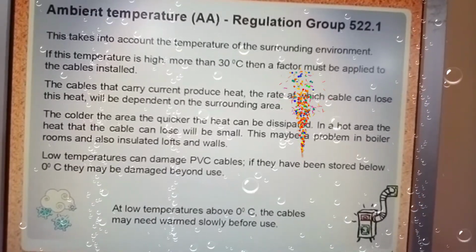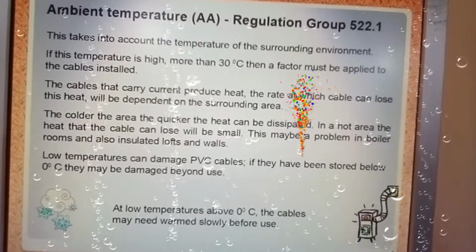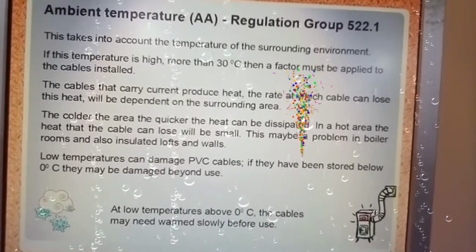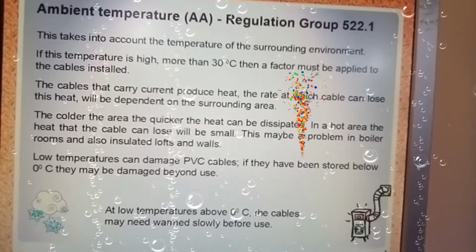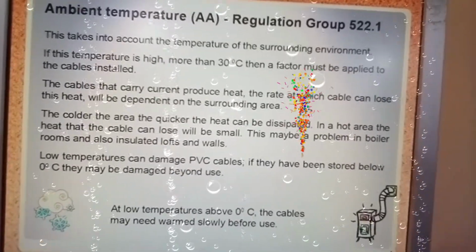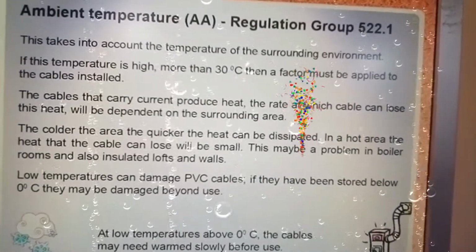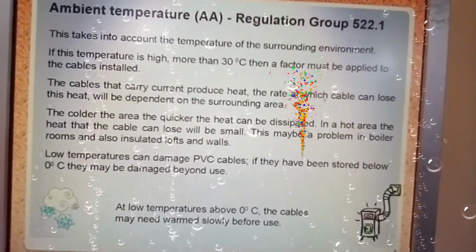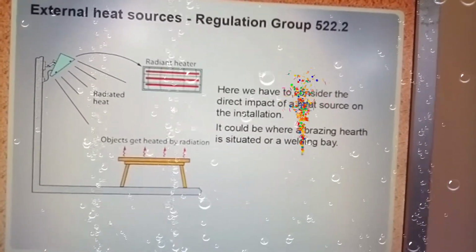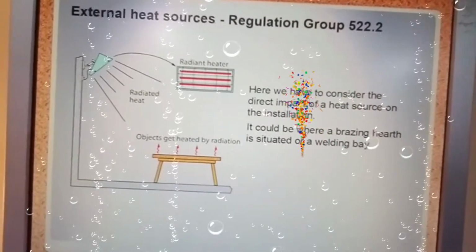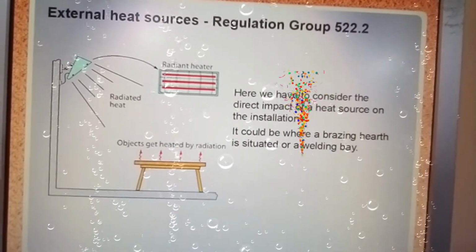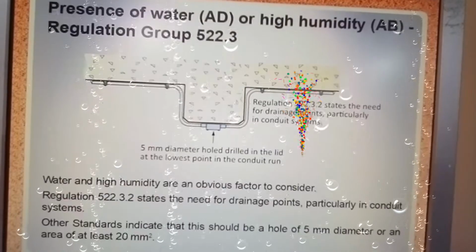Now, ambient temperature, AA, regulations group 522.1. This takes into account the temperature of the surrounding environment. If this temperature is high, or more than 30 degrees Celsius, then a factor must be applied to the cables installed. External heat sources, regulations again 522.2. Again, you need to comply with these regulations yourselves. Nothing more for me to say other than this. Just be aware of your external heat sources.